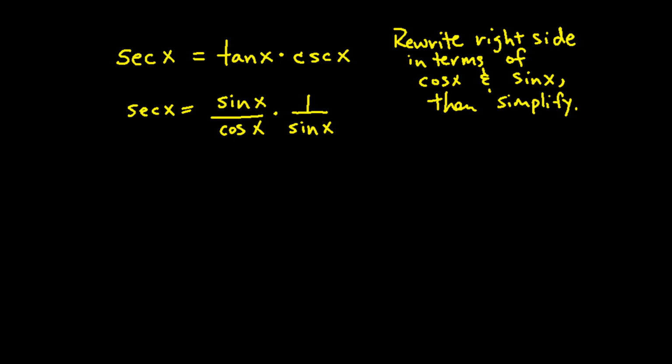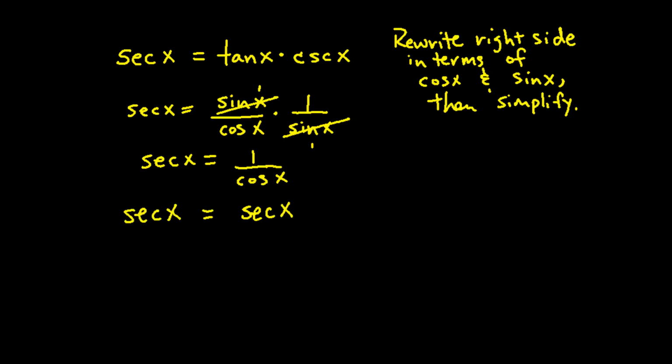At this point, we realize we have a sine x and sine x. We can cancel those out. That leaves us with 1 times 1 on the top divided by cosine x times 1, which is cosine x. And because secant x is defined to be 1 over cosine x, we can just change this to secant x to match the left side.